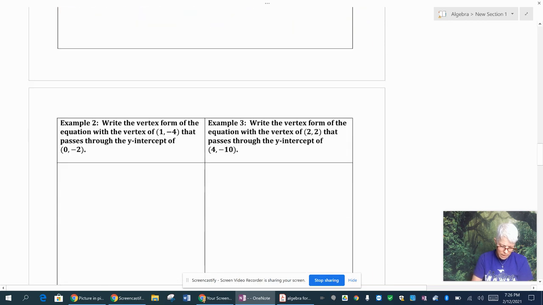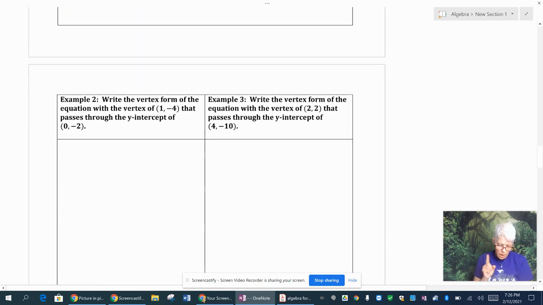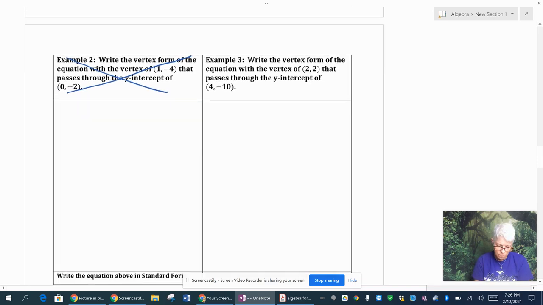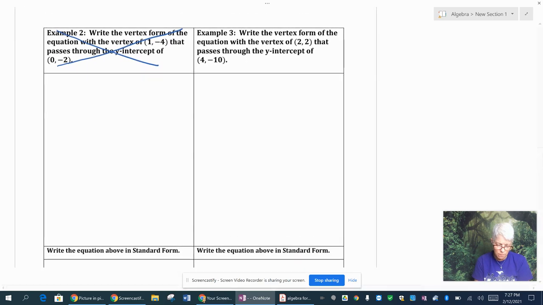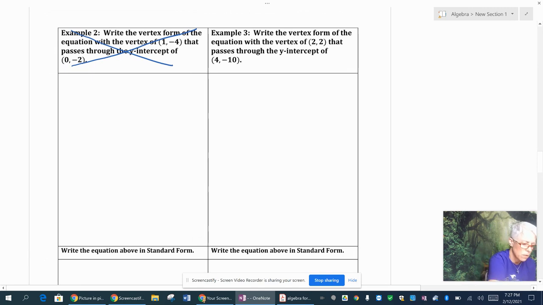Moving on to the next page, I was debating which one to do. I think I will not do example 2. It has a 0 in there, which makes it a little bit different. We're just going to go ahead and do example 3. I think it's a better example to use.